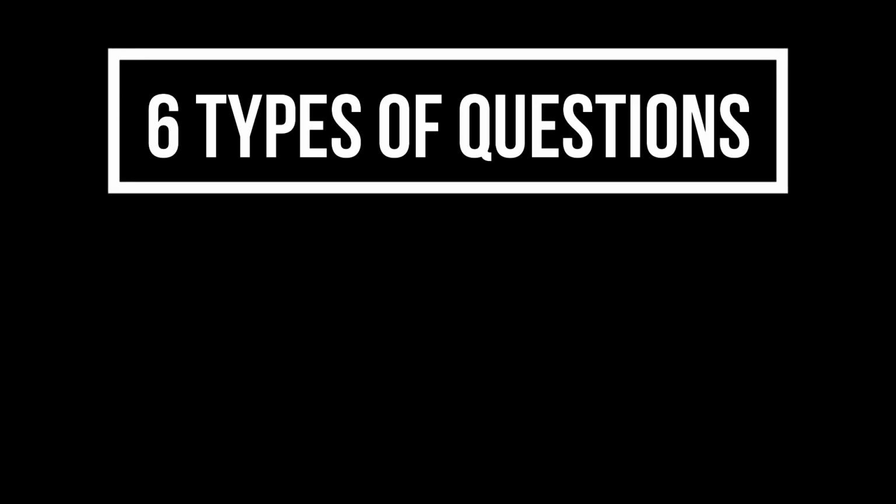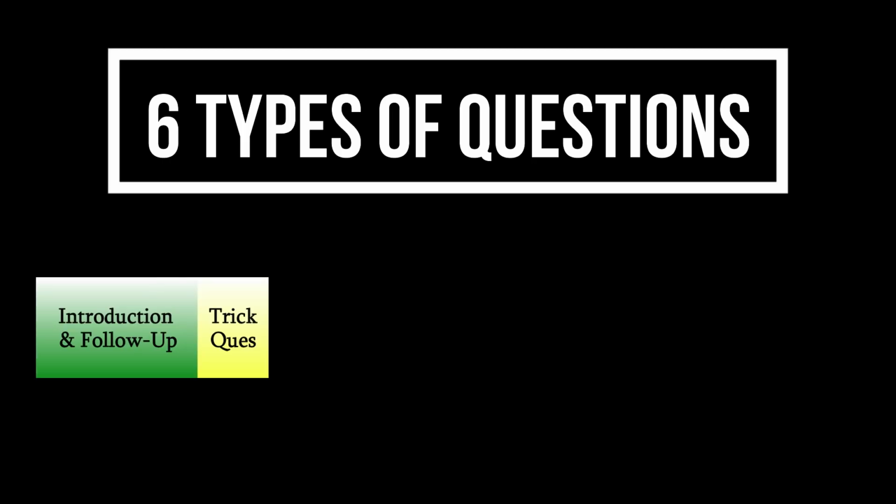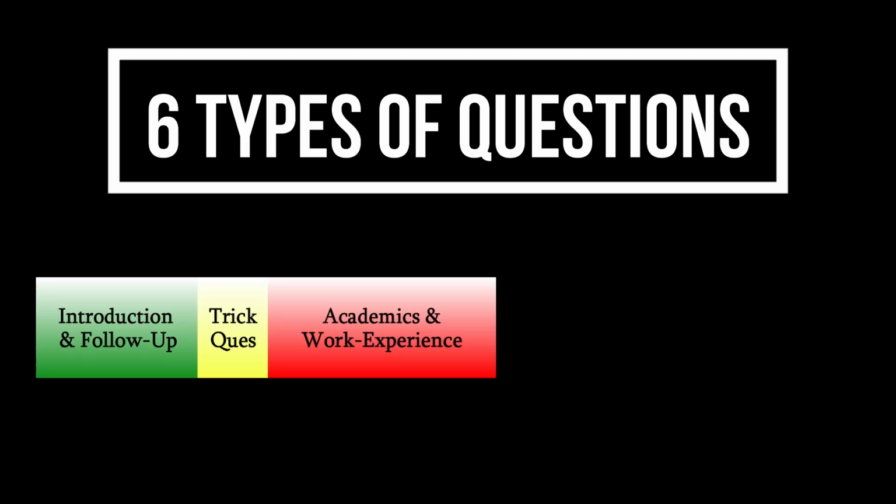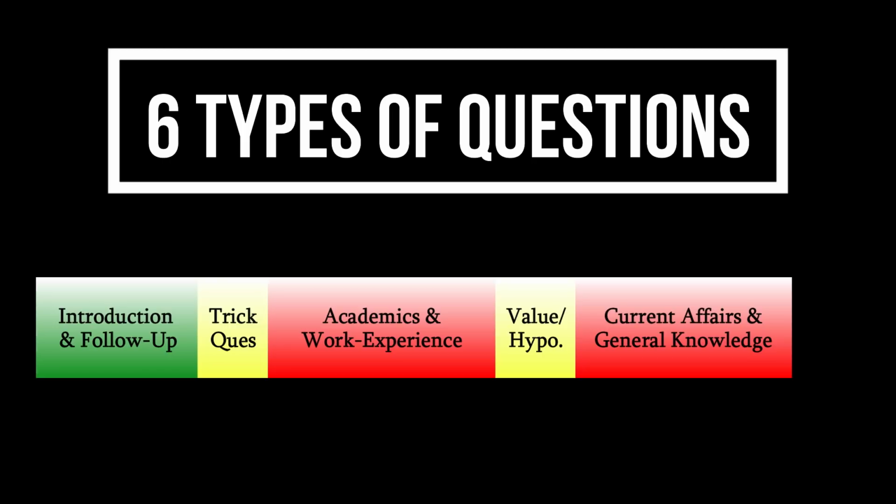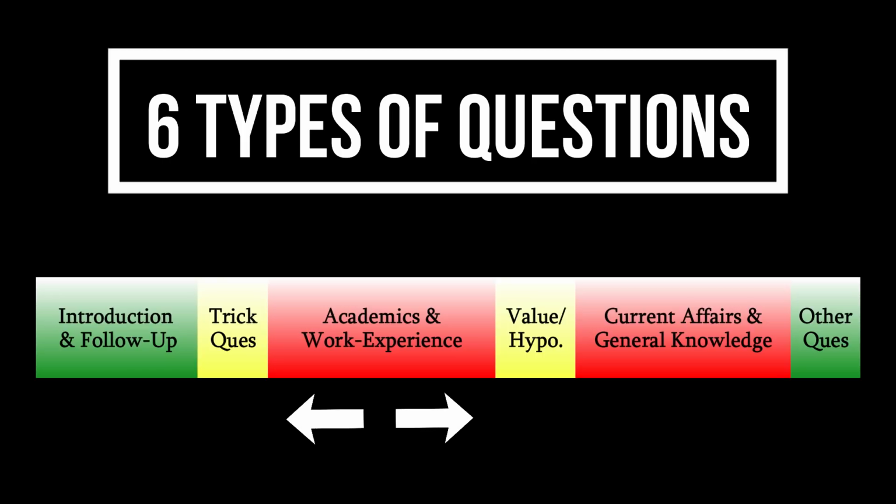The six types of questions that are asked in an IIM interview, and the same can be extrapolated to all other B school interviews as well, in the order in which they are asked, are introduction and follow-up, trick questions, academics and work experience related, value based or hypothetical, current affairs and GK based, and any other questions that you may have. As you can see, the color and the length of each of these columns differs and there is a connotation attached to it. But before that, let me tell you what they mean.